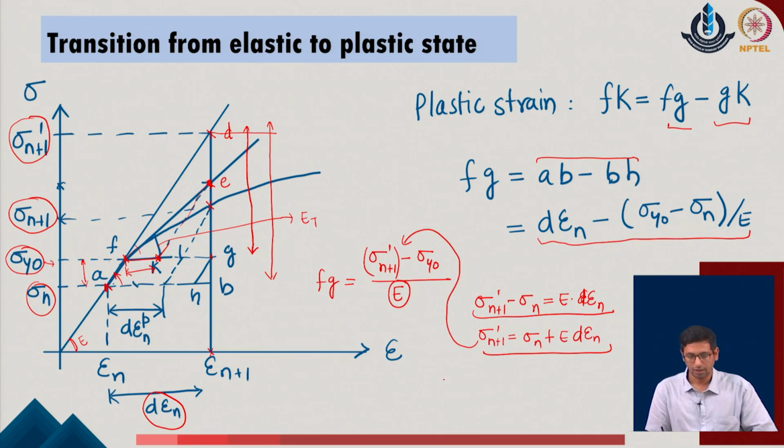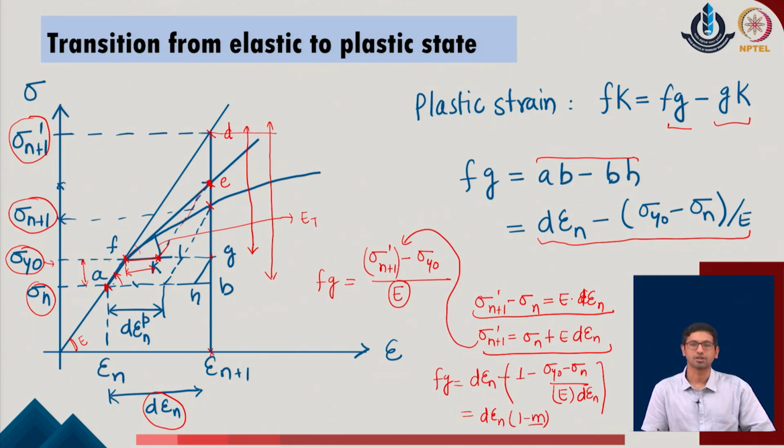It can be considered that this expression of f g can be further written as d of epsilon n, or d of epsilon n if we take it constant, it comes out as 1 minus sigma y naught minus sigma n upon E. At the same time, d epsilon n is not available over here, so we also divide it by d epsilon n, and this becomes the expression which we can simplify and write as d epsilon n times 1 minus m in the given system. So, this representation comes out with the value of m in the given problem.